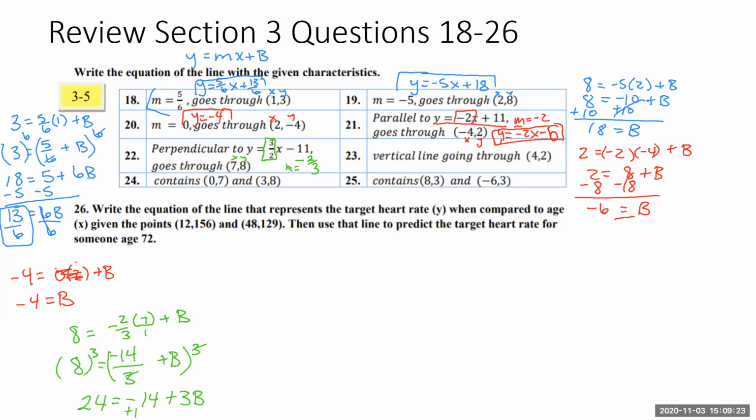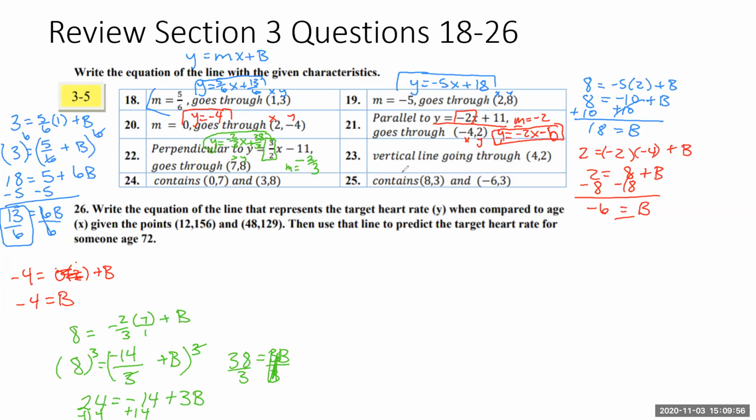And then we're just going to add 14 on both sides. And we're going to get 38 equals 3b. And then we're going to divide 3 on both sides. And then that doesn't simplify down, so our b is just going to be 38 over 3. And then when we're writing out this equation, remember that we have to do y equals the m, which is negative 2 over 3x, plus 38 over 3. So we're adding on that b again.